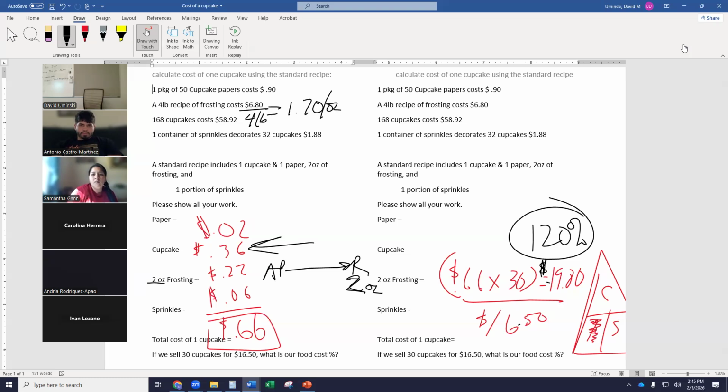Okay. Do businesses do this? They better not. Okay. This is what we call a loss leader. A loss leader, meaning we are intentionally selling it at a loss. Okay.